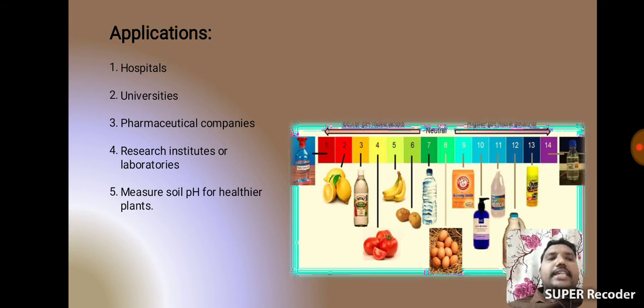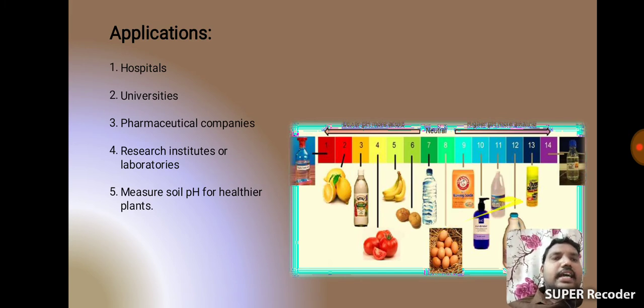See applications. pH has vast applications. There are so many applications of pH. First, the hospital sector, where the pH meter is used. Second, universities. Third, pharmaceutical companies. Next, research institutes or laboratories. Measure soil pH for healthier plants.